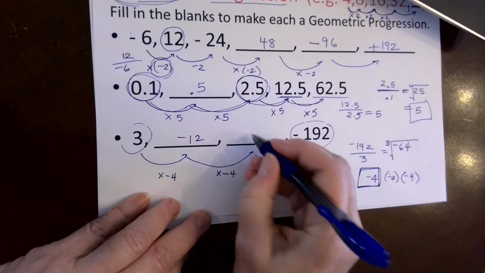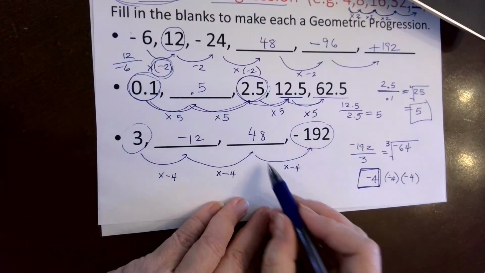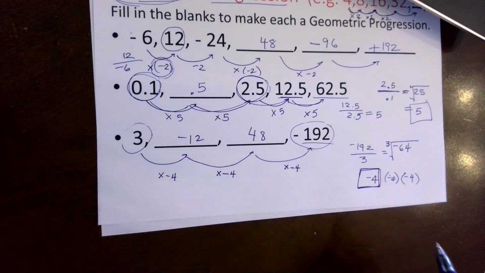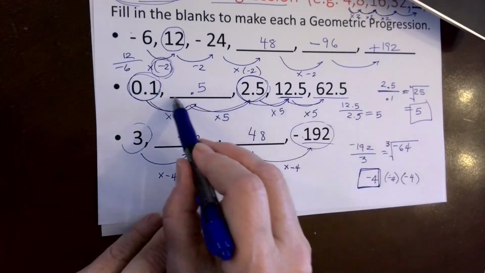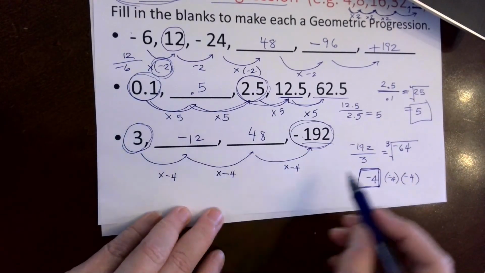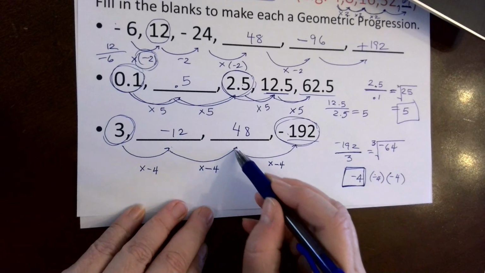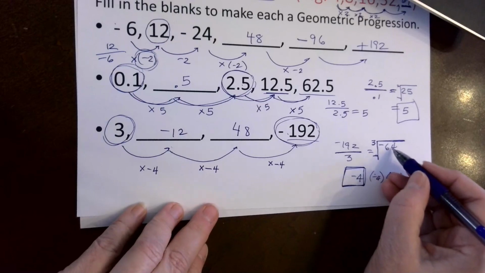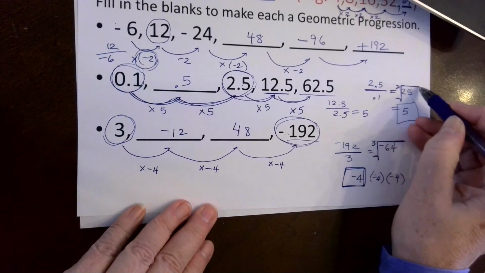Negative 12 times a negative is positive. I'm going to multiply 48 by negative 4. 48 times negative 4 is negative 192. You can check yourself that you landed at the right number. So the process we did both times when we were missing blanks in between was to grab the numbers on either side of the blanks, divide them, and then count how many jumps there are, and that's the type of root you have. In this case, it's a cube root. If there was only 2 jumps, it would have been a square root answer.